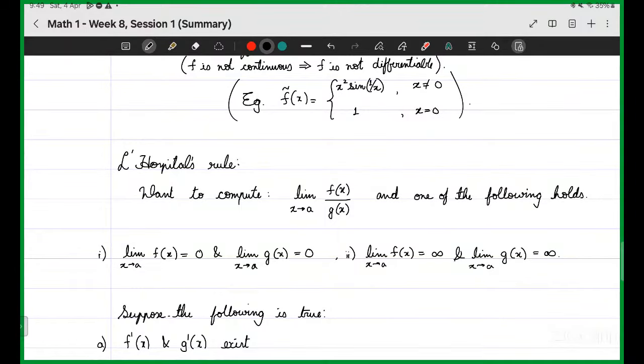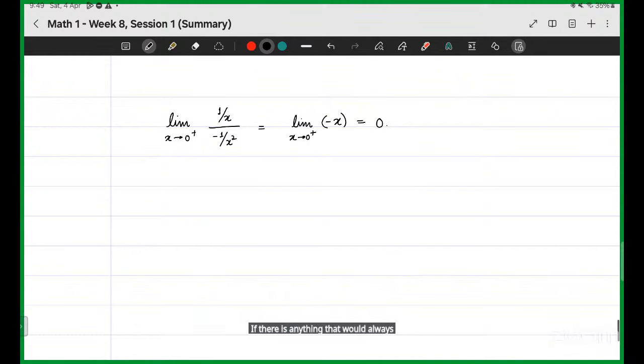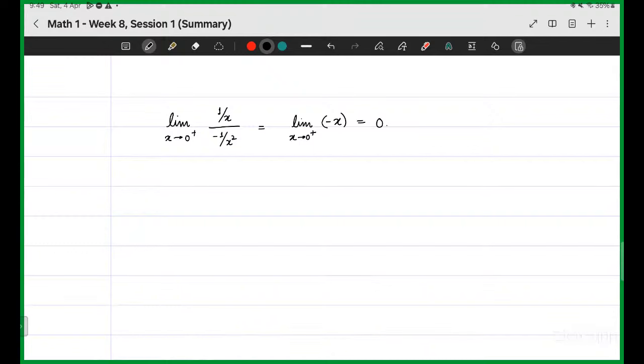Yeah, no, not sure if there is anything that would always work. In specific examples, maybe you can. Okay, sir.